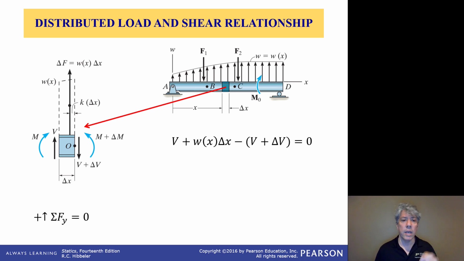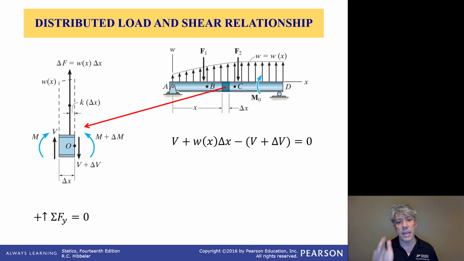Now, notice that while V is acting in a positive sense for a shear diagram, in the equation it appears positive because it's in the positive y direction. Okay, so we got that. And then notice that the force F is acting upward, so that's in the positive y direction, so we simply write W times delta x, or W as a function of x times delta x, indicating the effect of the resultant of the distributed load on this little bitty segment.